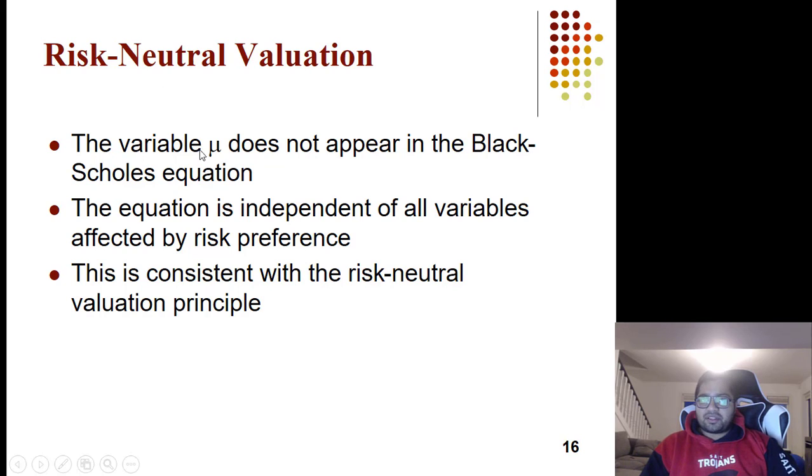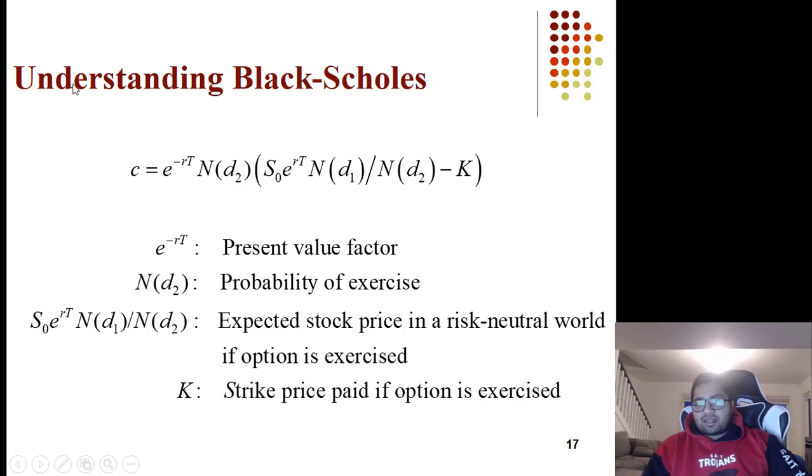Risk neutral valuation: the variable mu does not appear in the Black-Scholes model. The equation is independent of all variables affected by risk preference. This is consistent with the risk neutral valuation principle. Understanding the Black-Scholes model, this is the revised formula. You can also represent the Black-Scholes model using this formula. I don't suggest you do it. The earlier one, the step-by-step method, is much easier than using this.